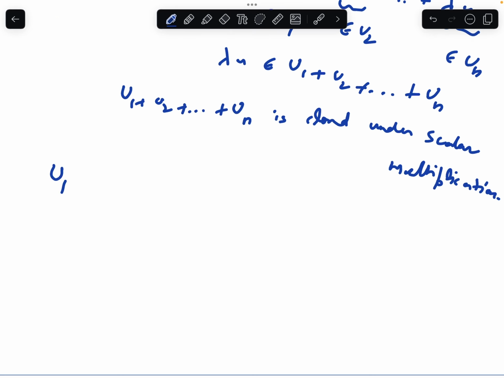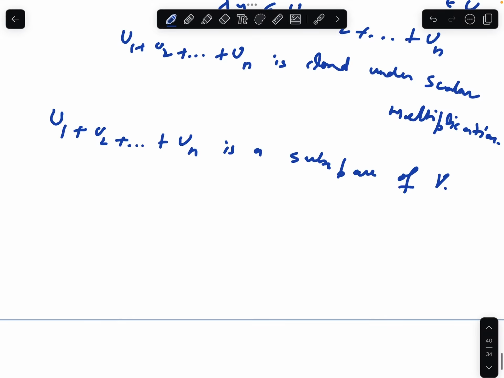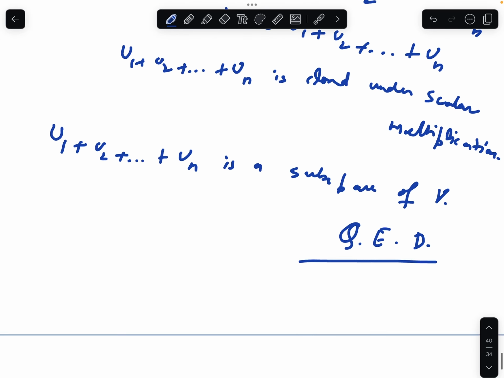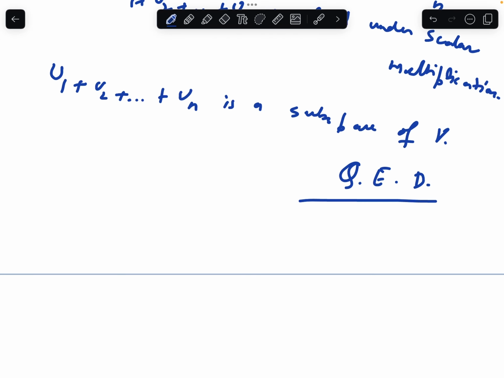Therefore, the sum is a subspace of V. This proves what we set out to prove. Okay, so this gives us another way to produce new subspaces. Given subspaces U1, U2, and Un, we can just add them. We can take the summation, and that summation turns out to be a subspace of V.